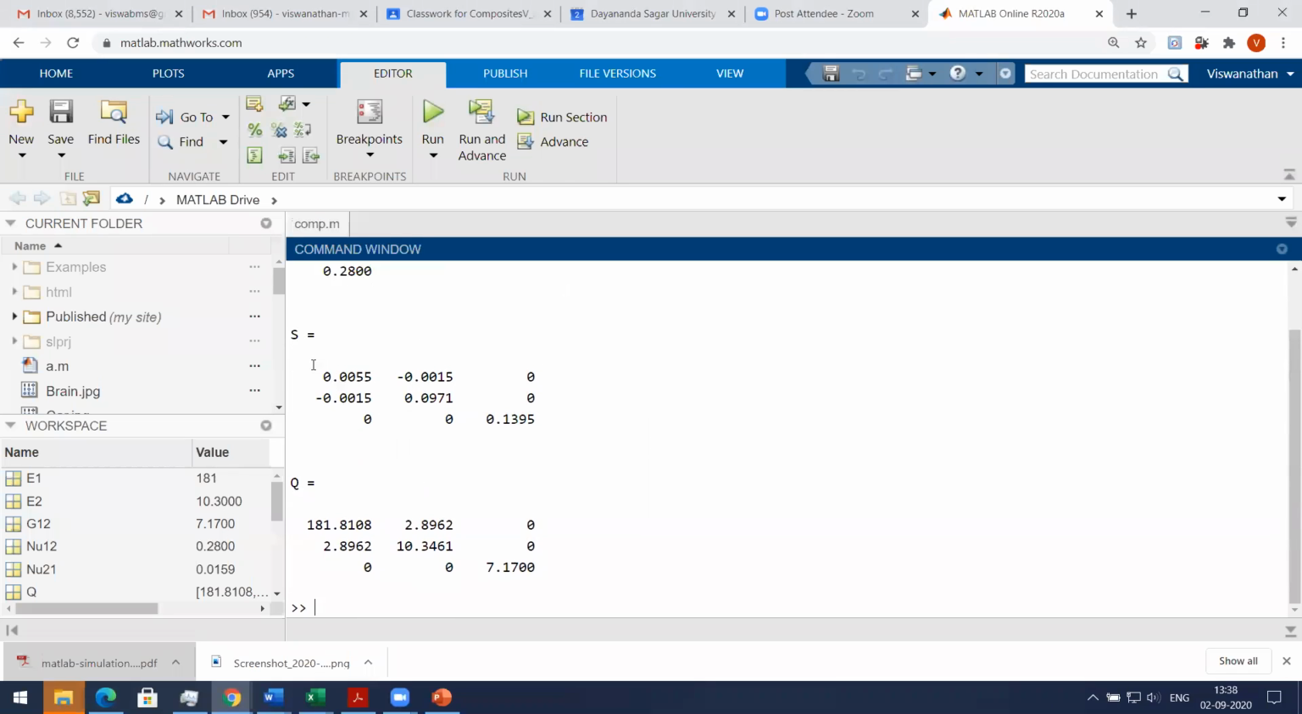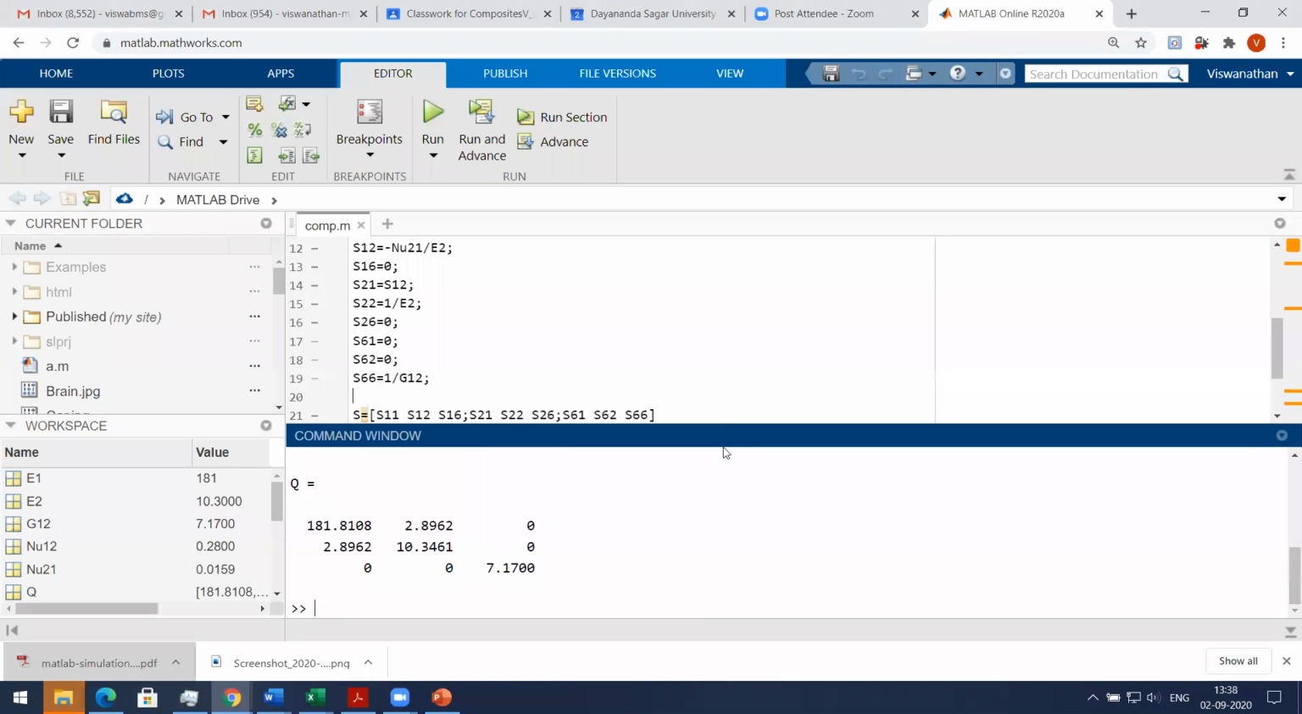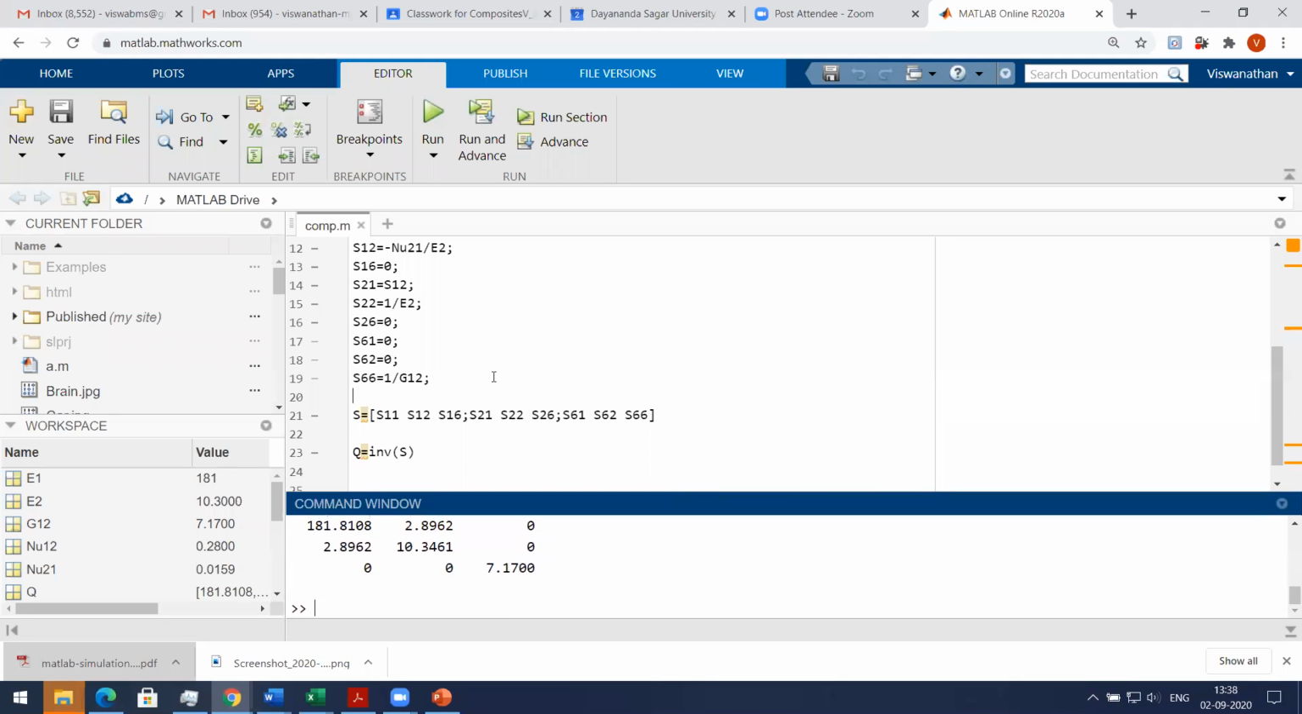See, this is the compliance matrix. This is the reduced stiffness matrix. So if you want to find it with pen and paper, there is a set of formulas that you can use for finding the reduced stiffness matrix. So I'll just make a note of that here.